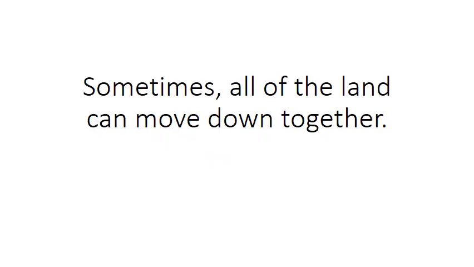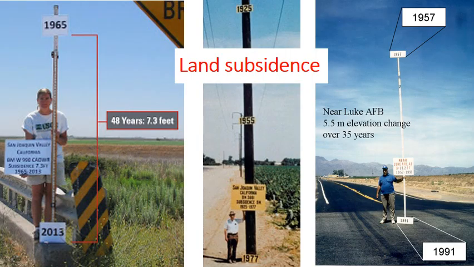Now, sometimes all the land doesn't collapse on itself. It can just move down together. That's a term called land subsidence, basically where all of the land goes down together. And this typically happens when you take water out of the ground, because the water in the ground takes up space. So especially if you have very sandy soils, the sandy soils kind of float up a little higher because there's a bunch of water in between the sand.